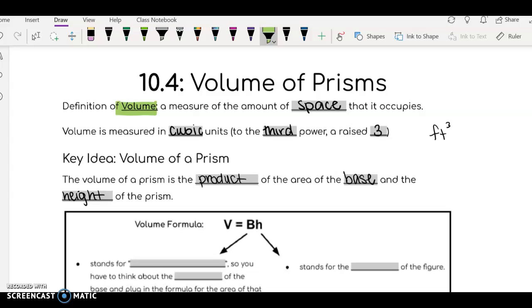Volume is measured in cubic units, which means that it's to the third power, or it's a raised 3, which just means, over here I did an example for you, how it looks like, there's a tiny 3 up at the top of our feet. So it's feet cubed is how we say it.